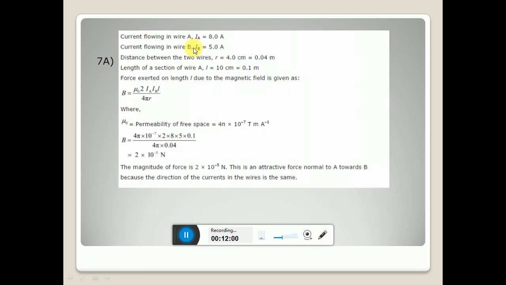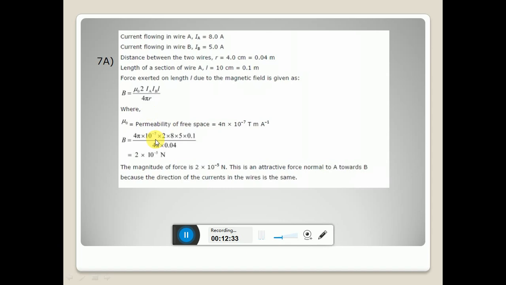The current carried in the first wire is 8 amperes and in the second wire is 5 amperes. The distance between the two wires is 4 centimeters, which is 0.04 meter. The length for which we have to find the force is L equal to 10 centimeters, which is 0.1 meter. We are calculating force. Force is given by mu naught by 4 pi into 2 I1 I2 L by R, or mu naught I1 I2 L by 2 pi R.